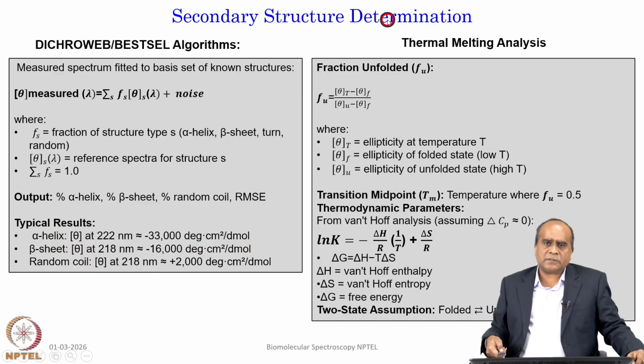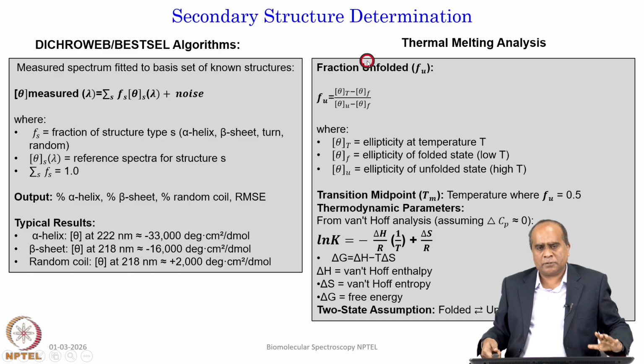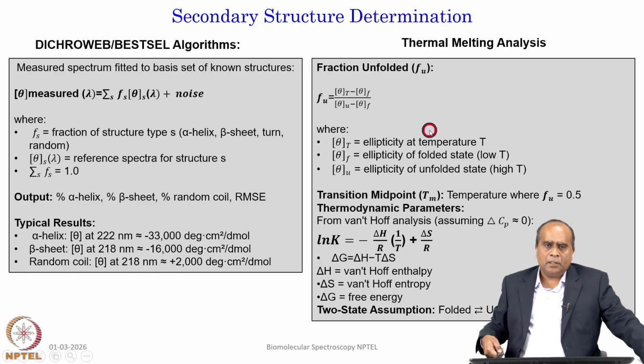We can also use this for thermal melting analysis. So, what is the fraction unfolding? If we take a protein at 25 degree, we believe that it is folded, and if we keep increasing the temperature, your CD signal changes, and that you can measure. For fractional unfolding, you can have a theta at any temperature T, theta of the folded unit, theta of the unfolded unit. With this relation, one can calculate what fraction of protein is folded at any temperature T. So, that transition midpoint, 50% folded and unfolded, you can find out.